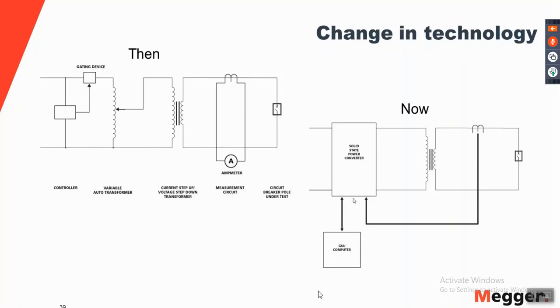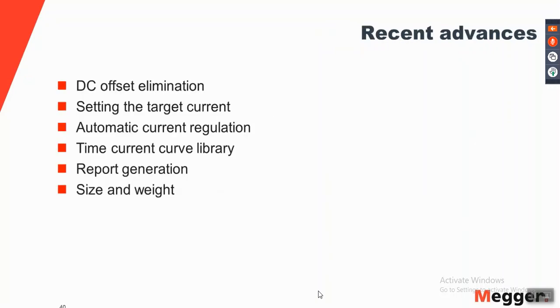On the right, you have the newer technology which makes use of solid-state technology, and then there is a feedback loop between the CT on the output and the brain of the instrument. There are various aspects of primary injection technology. We'll see how technology has helped in those various aspects. Let's start off with DC offset.